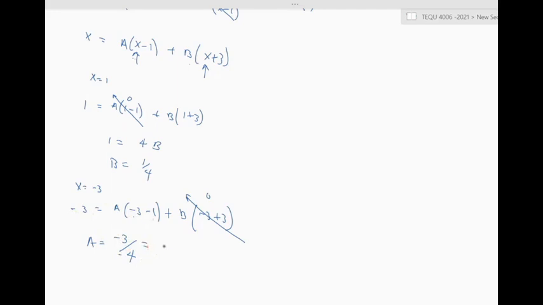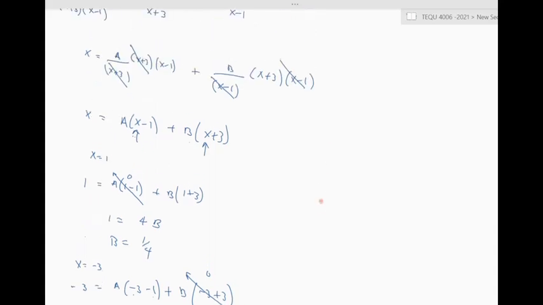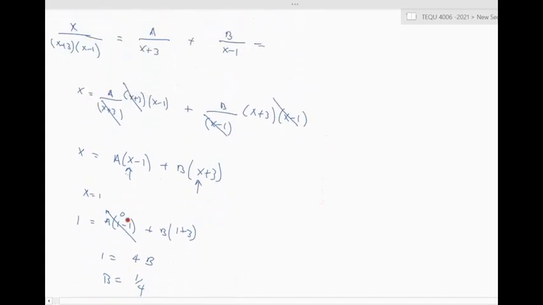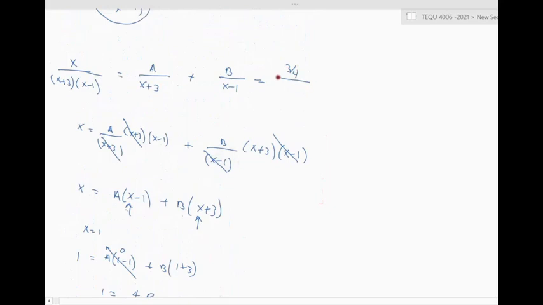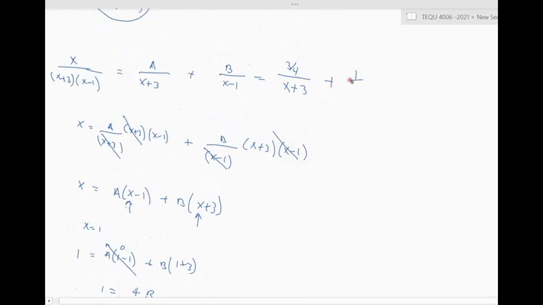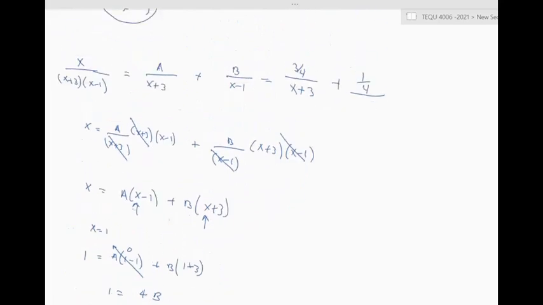So the result here will be a equals 3/4 positive. See? So that's now our result. Our partial fraction for this problem is a, which is 3/4 over x plus 3, plus b. But what is b? b is 1/4 over x minus 1, obviously.